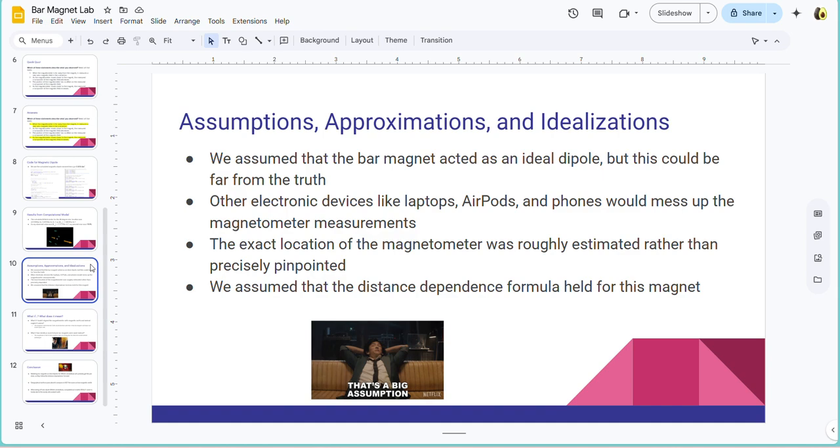I assume that the bar magnet acted as an ideal dipole, but this could be very far from the truth. And other devices like laptops, AirPods, and also phones would mess up the magnetometer measurements quite a bit from what I would like it to be. The location of the actual magnetometer is assumed instead of found precisely, and we assumed that the distance dependence formula held for this magnet.